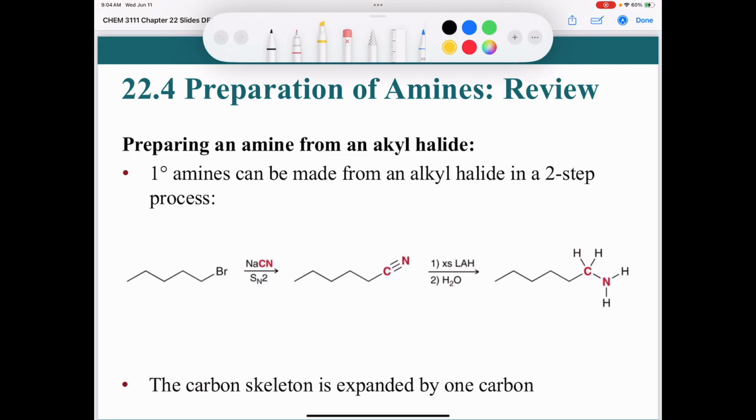Before we ever get into the amines chapter, we saw some ways to make amines, and we're just going to review those quickly. The first one that's shown here is preparing an amine from an alkyl halide. So we take an alkyl halide and then we can treat that with sodium cyanide. And so cyanide is going to be the nucleophile here.